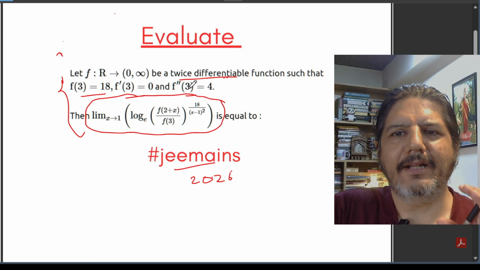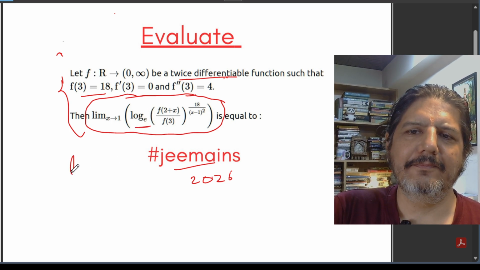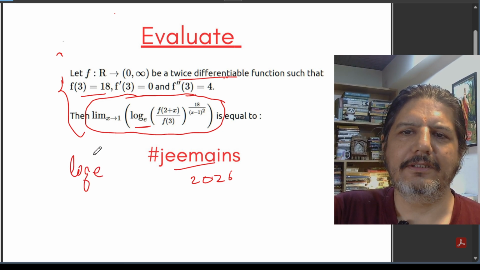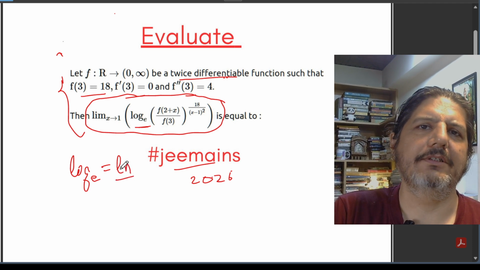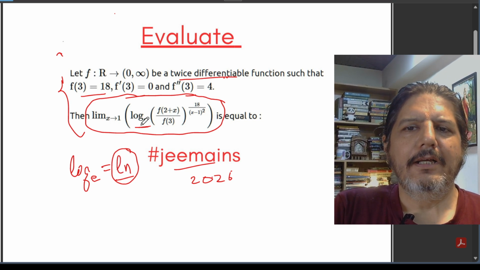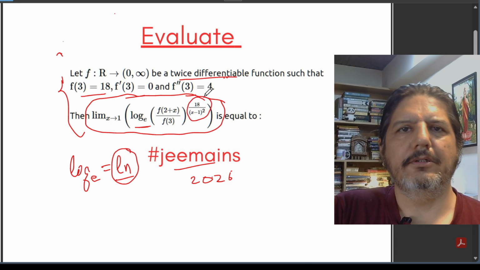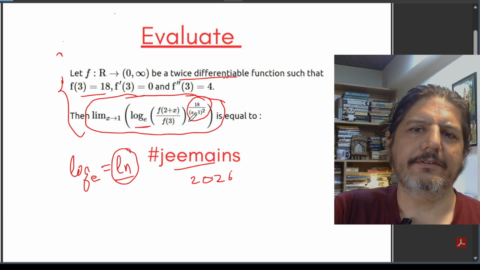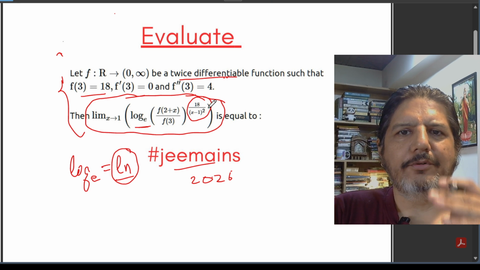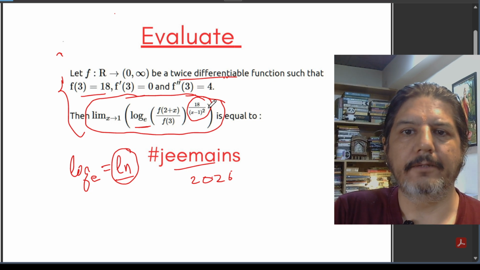Very scary looking limit, but the good news is that there is a log to the base e, which is also written as ln. So I'll be using this terminology. I'm more comfortable with this terminology. The good news is that this log is given because that will help us bring this exponential power below. So let's start. I've solved the question, and I'll take you through the steps one by one because that gives me more time to explain.